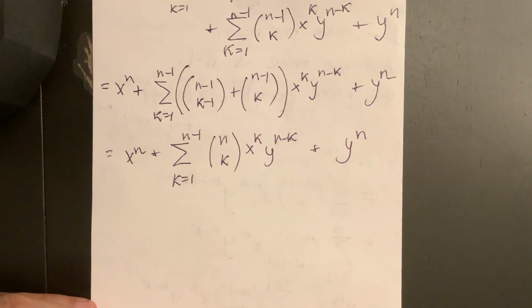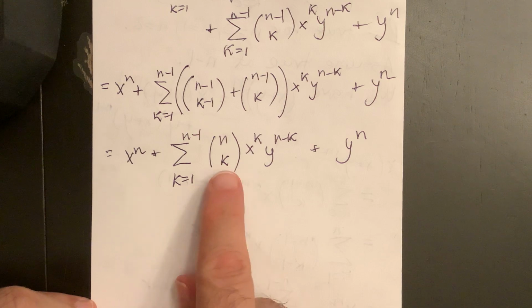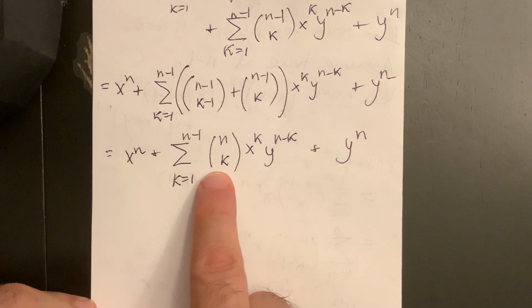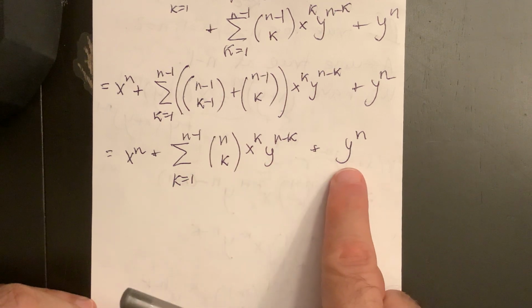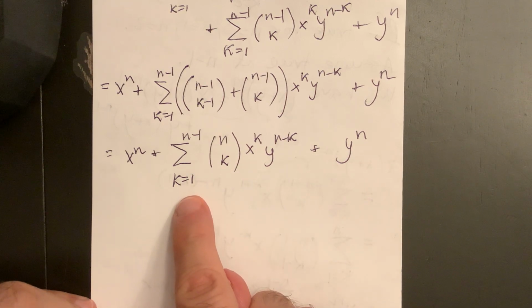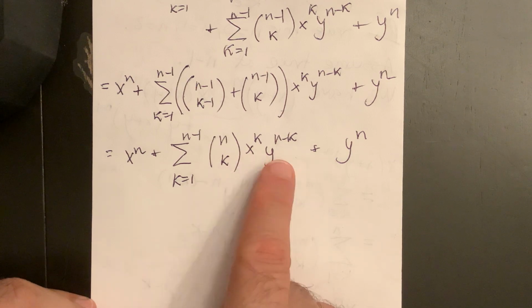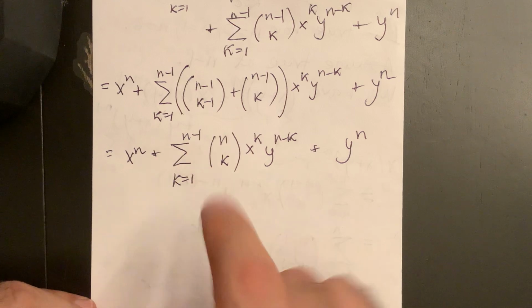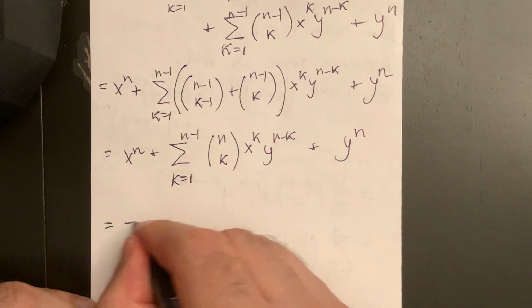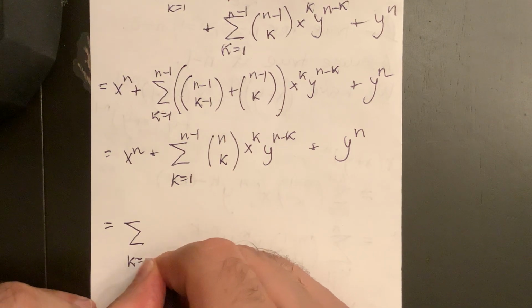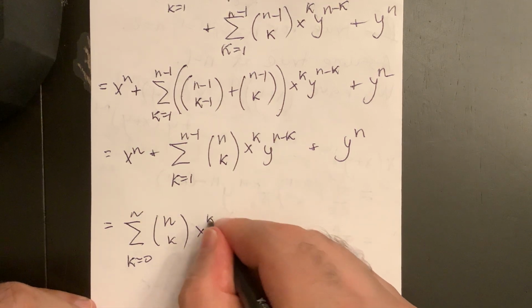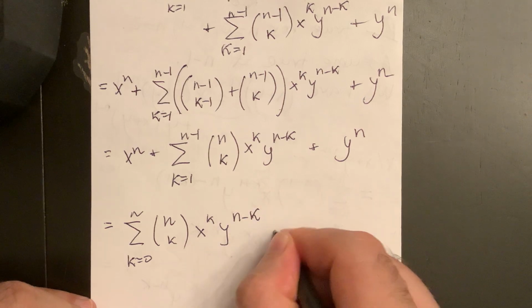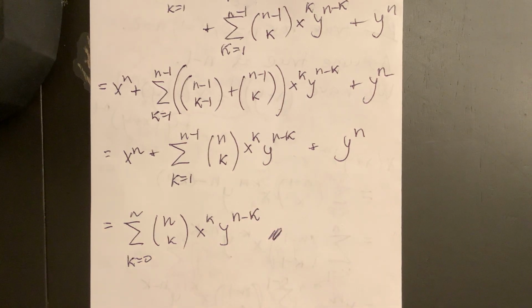Okay, but if I were to just put in k equals 0 here, I would get 1 times y to the n. So the k equals 0 term is this term. So I can add that one back in. Also, if I were to put k equals n in, I would get 1 times x to the n times 1. So that's that term. So this whole thing can now become the sum k equals 0 to n of n choose k, x to the k, y to the n minus k. And that's your proof. Okay.